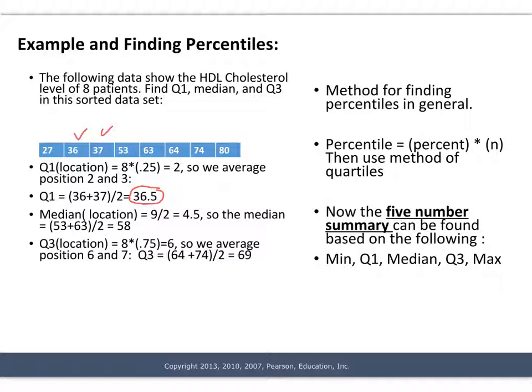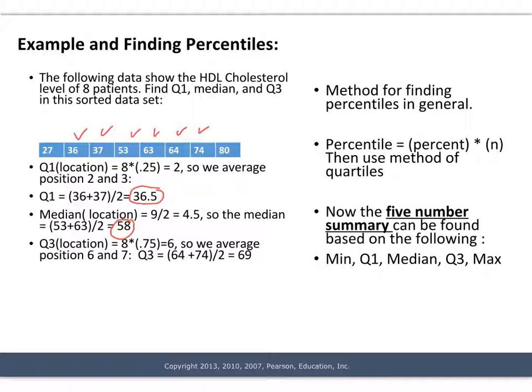Our median location, of course, is n plus 1 divided by 2, which is 4.5. So the median is the average between 53 and 63, and we divide by 2 and get 58. Finally, we're going to get Q3. We multiply 8 times 0.75 and get 6. Since it's a whole number, we average the positions 6 and 7, so we add 64 and 74 and divide by 2, and we get 69.